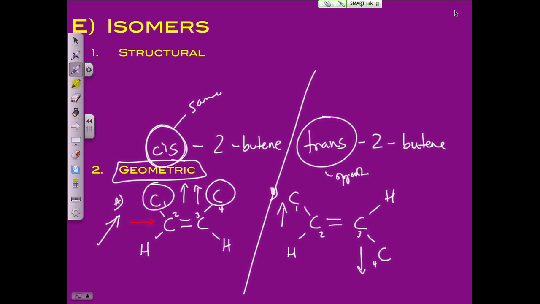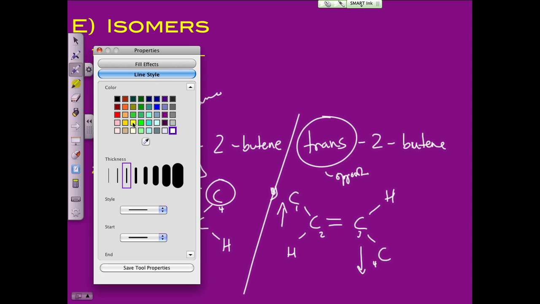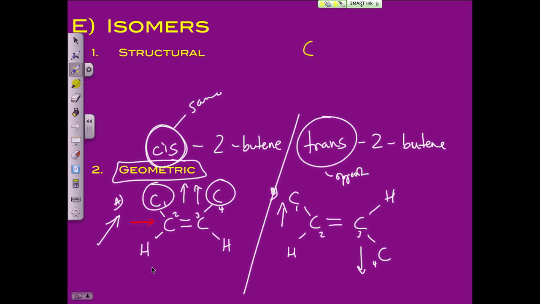Okay? So if you see something that has, grab a different color, carbon, carbon, double bond, carbon, carbon, and we have, let's say, a branch over here and a branch down like that, what would that be, do you think? Cis or trans? Trans, because we've got our trans here. Okay?